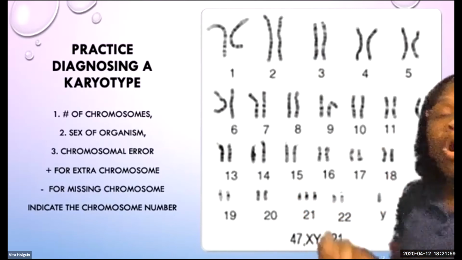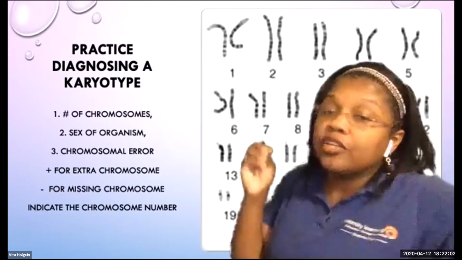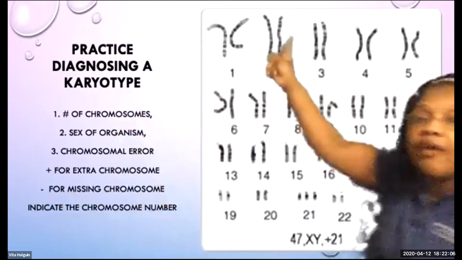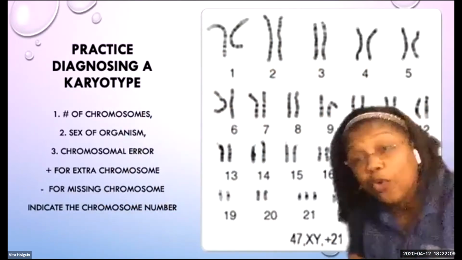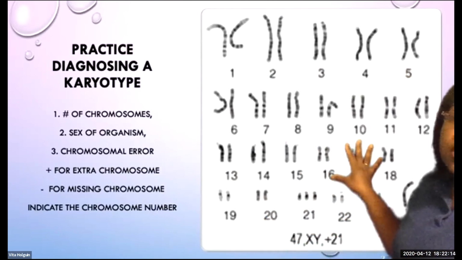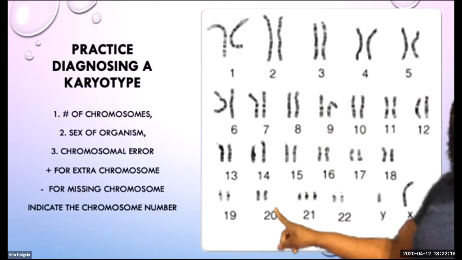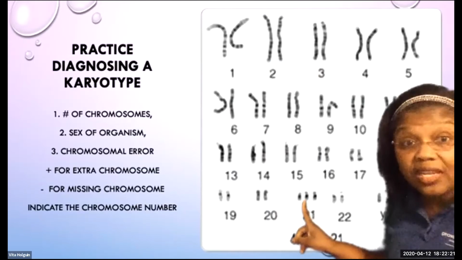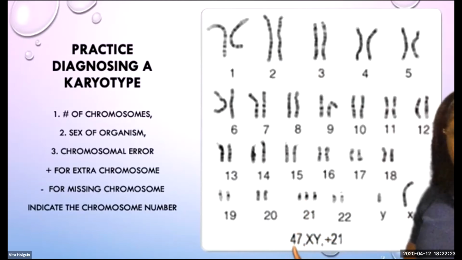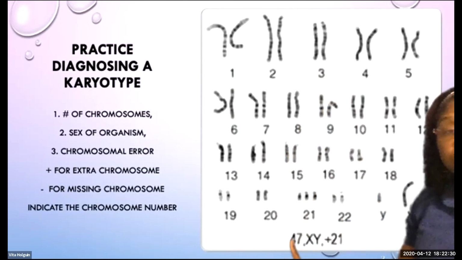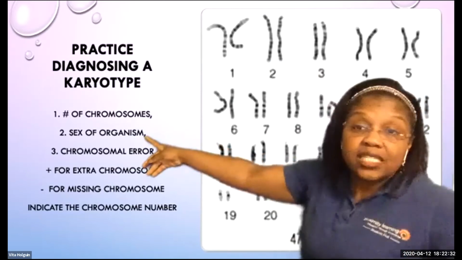Now, I already know that normal is 46 chromosomes. That's a known. I don't have to count every single chromosome because I know there's 46. That's the norm. But this child doesn't have a normal chromosome number. It has 1 extra, see? So 46 plus 1 is 47. So the first thing I'm going to write is 47. 47 is telling me how many chromosomes there are in this child. There's 47 chromosomes.